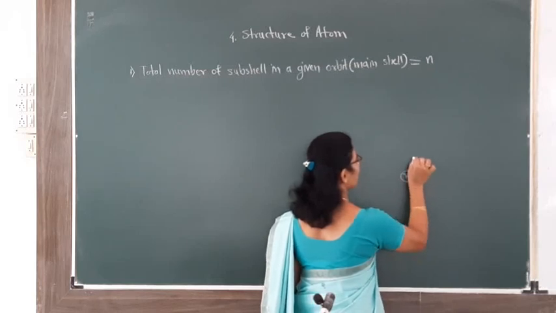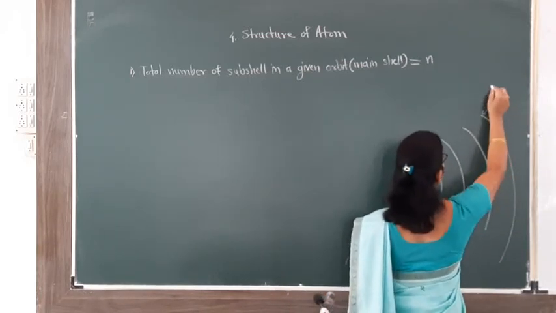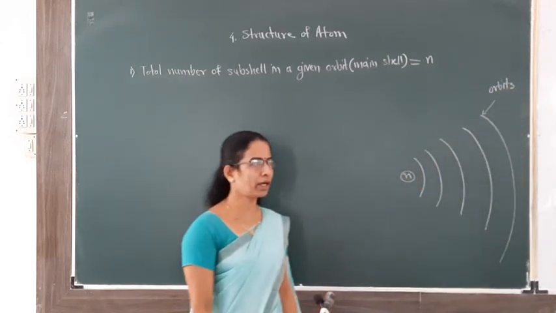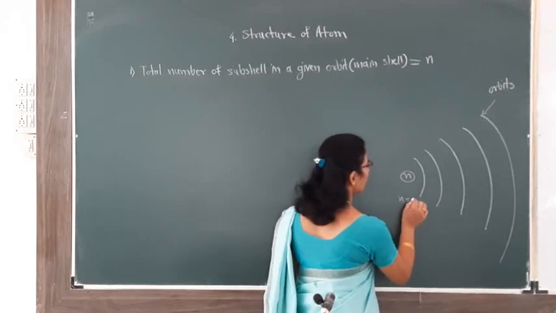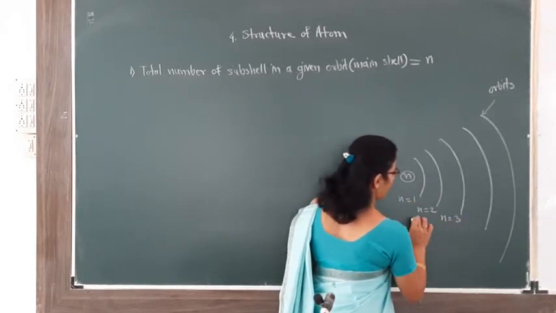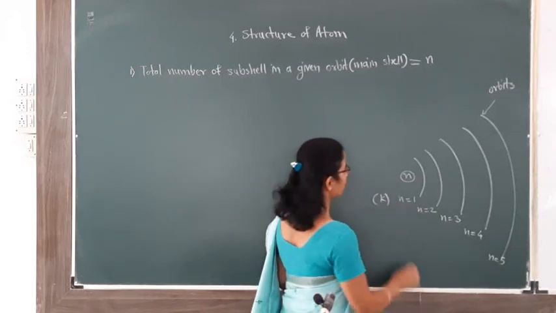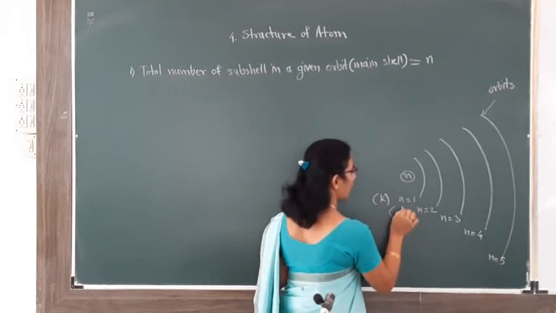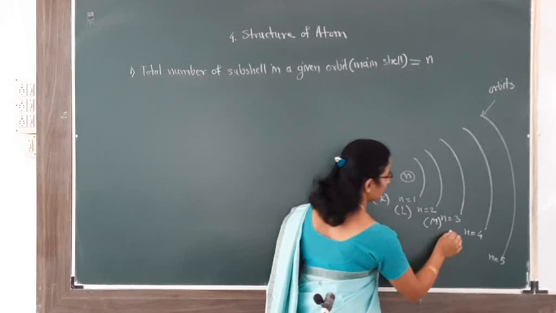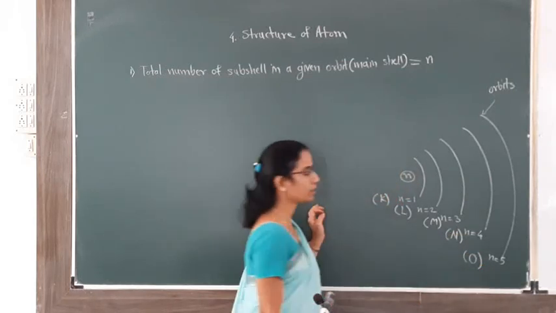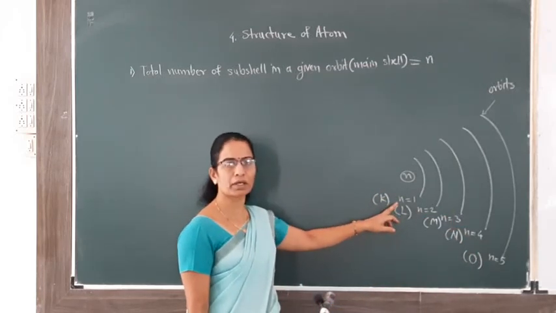I will show that once again. Here these are the main orbits or the main shells in which the electrons are revolving. Yesterday I told you that these orbits or shells possess subshells. And how many subshells are present in every shell? Here the shells are numbered as 1, 2, 3, 4 and so on, and they are named as K, L, M, N, then O shell and so on. So these are the names of the shells, and these are the numbers of the shells which are indicated by the principal quantum number n.